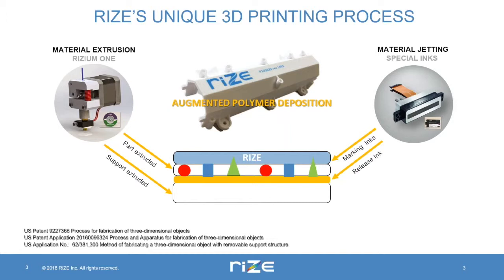And then as we extrude the remainder of the thermoplastic material into the structure of the part, we're able to jet other functional inks, including in this case marking ink, in order to achieve different effects such as creating text and images on the surface of parts.